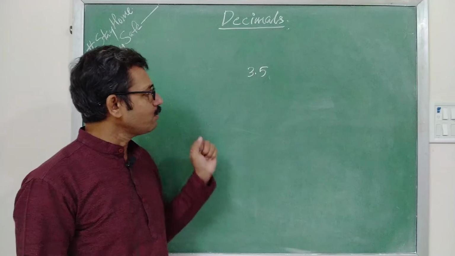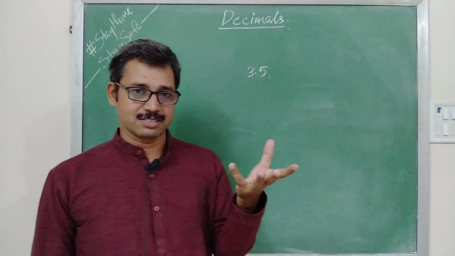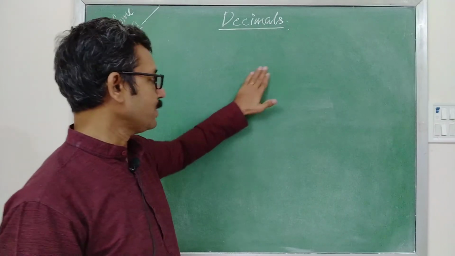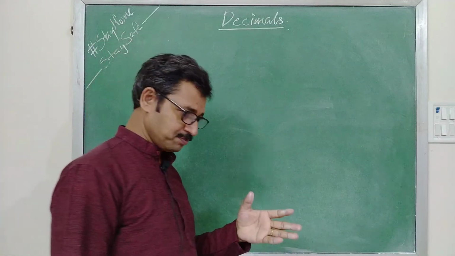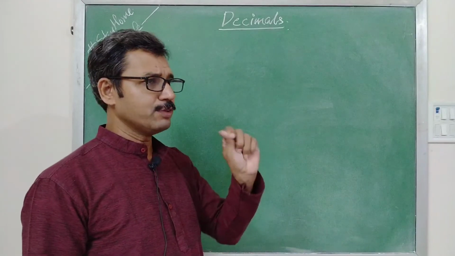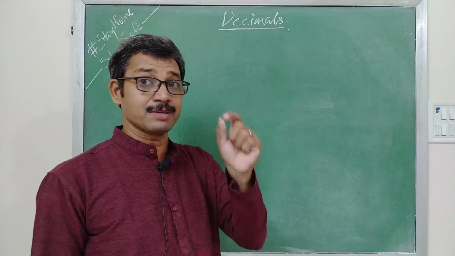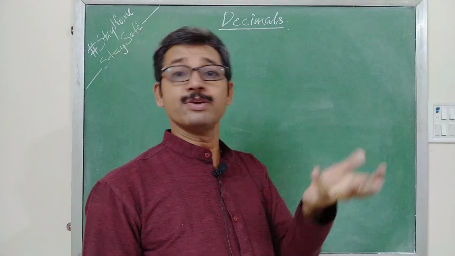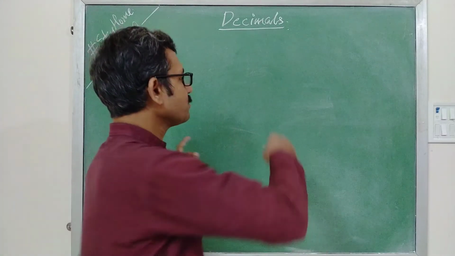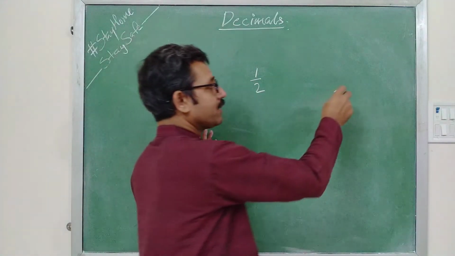First of all, we will see a little about decimal fractions. How do we get a decimal fraction? You know that while dividing one number by another, if it is not possible to divide completely, that means the remainder is not 0, then we convert it into decimals. For example, 1 upon 2 is a fraction, and now we can convert it into a decimal.